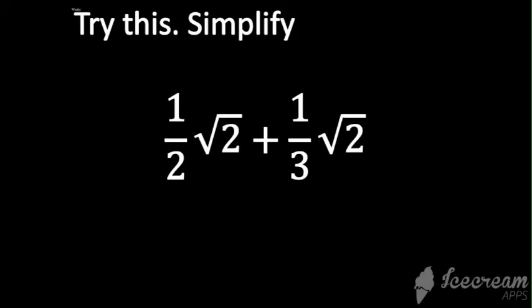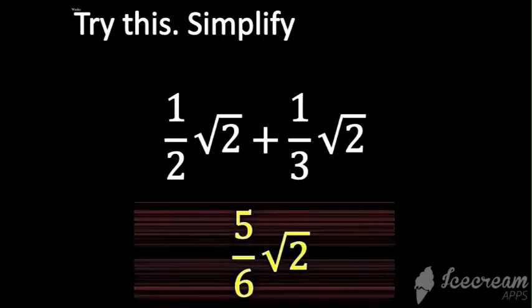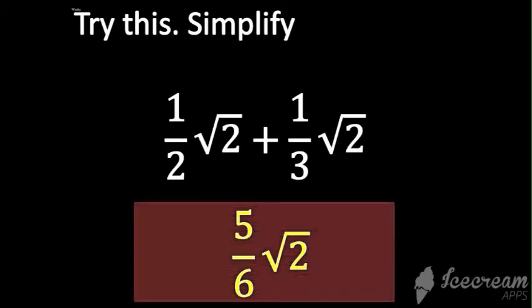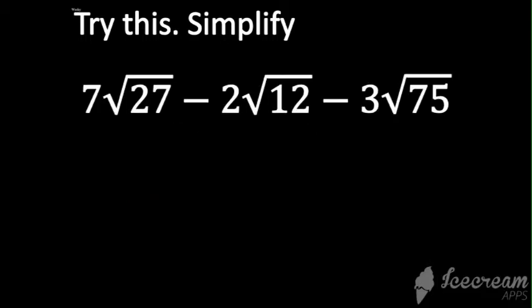1/2 times the square root of 2 plus 1/3 times the square root of 2. The answer is 5/6 times the square root of 2. 7 times the square root of 27 minus 2 times the square root of 12 minus 3 times the square root of 75. The answer is 2 times the square root of 3.